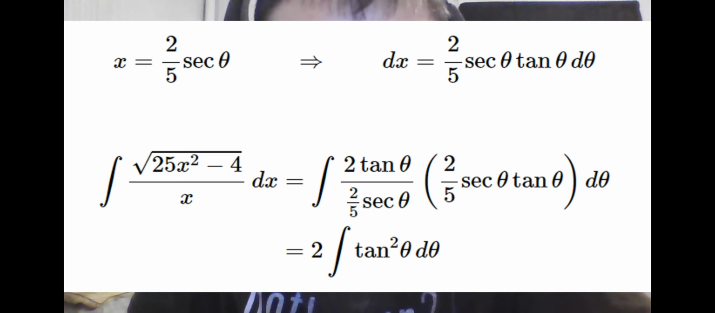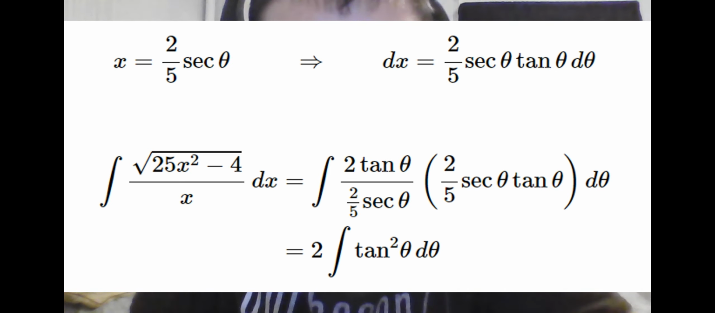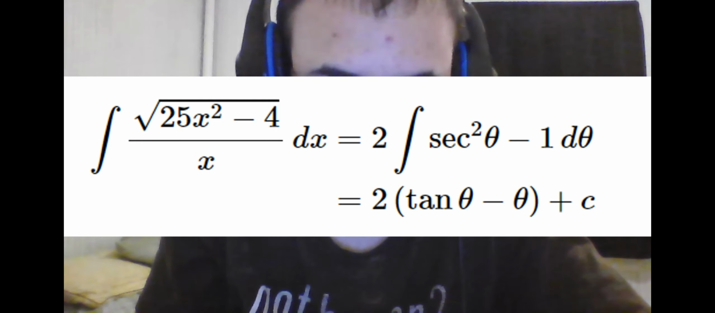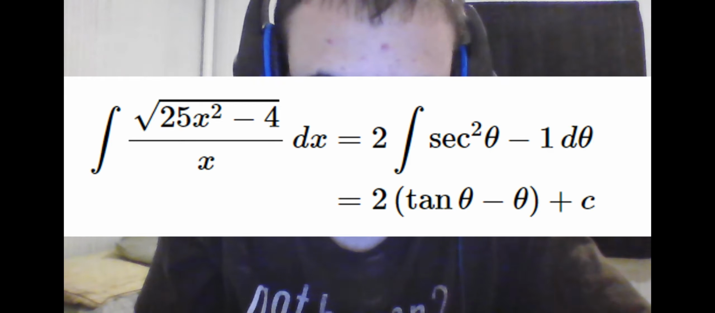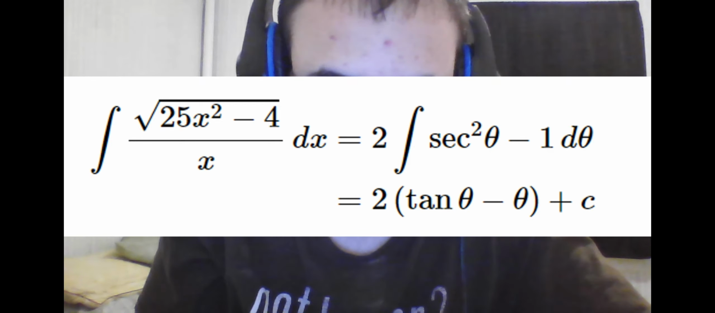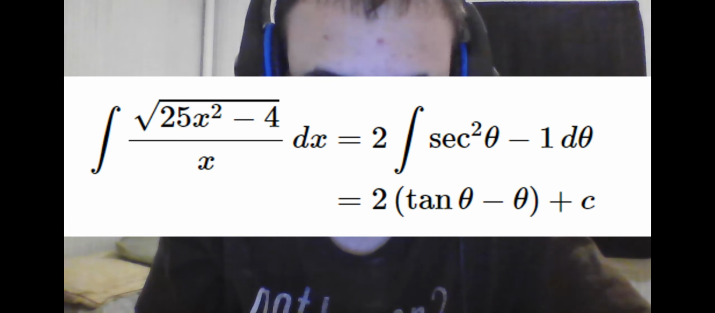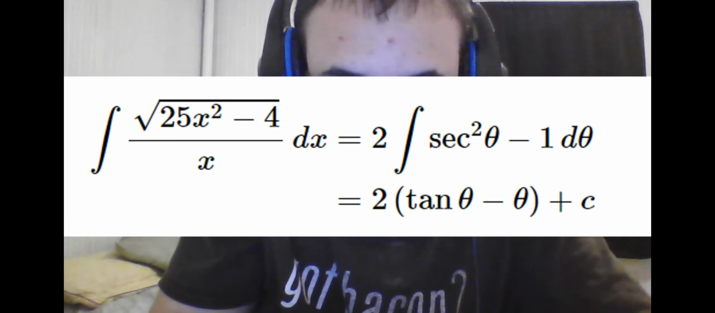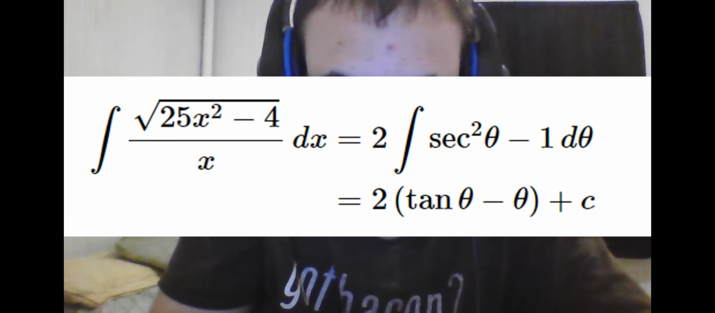We rewrite this as secant squared of theta minus 1, because we remember the derivative of tangent is secant squared. So in conclusion, the integral is 2 times tangent of theta minus theta, plus the constant of integration like any integral. However, we are not done because we have not computed a finite value in terms of x's.